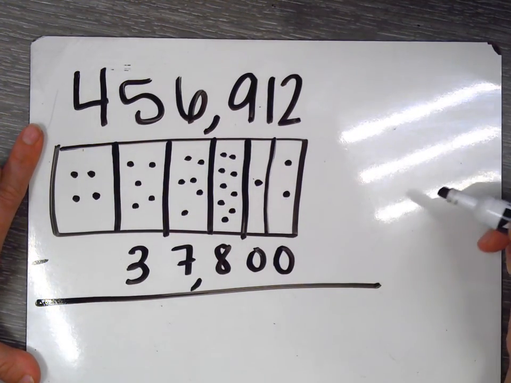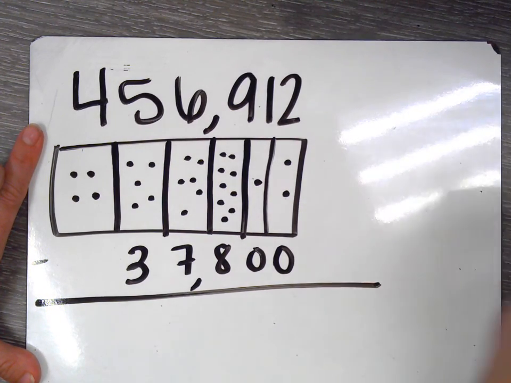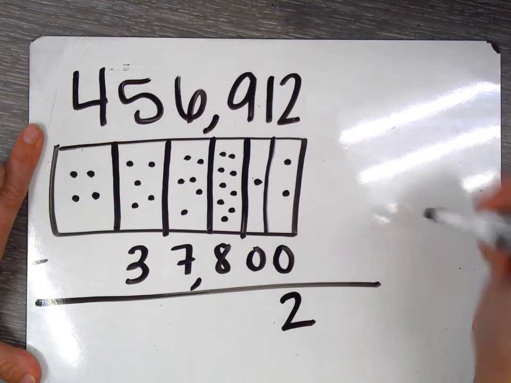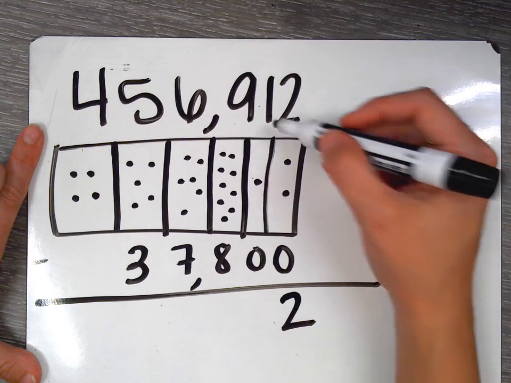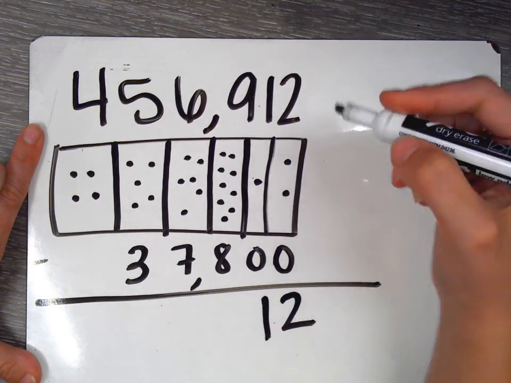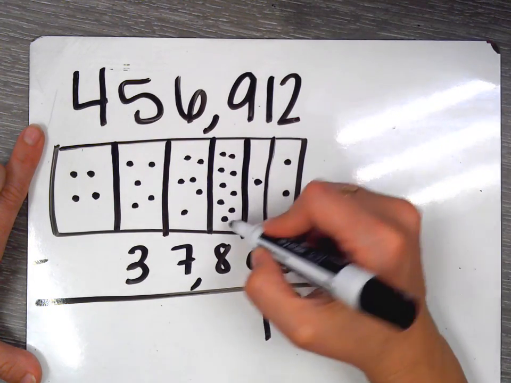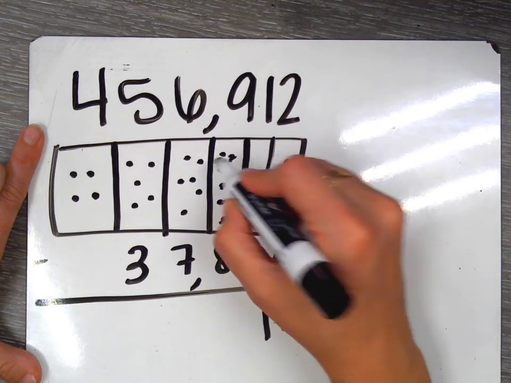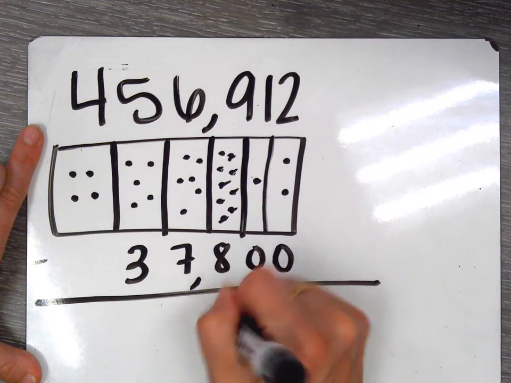If I have 2 ones, can I take away none? Absolutely, because 2 minus 0 is 2. If I have 1 ten, can I take away none? Absolutely, because 1 minus 0 is 1. If I have 9 hundreds, can I take away 8? Yes, 1, 2, 3, 4, 5, 6, 7, 8. And I am left with 100 because 9 minus 8 is 1, and that's in the hundreds column.